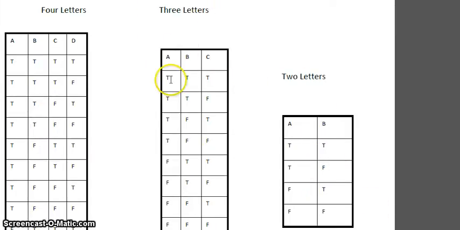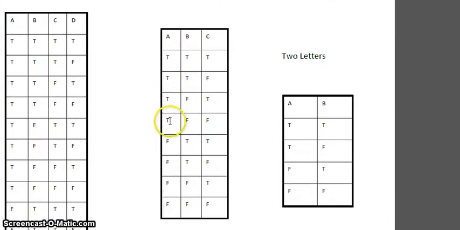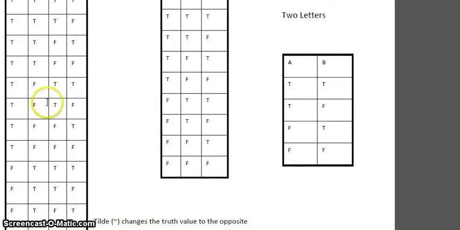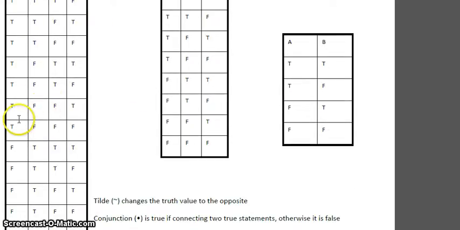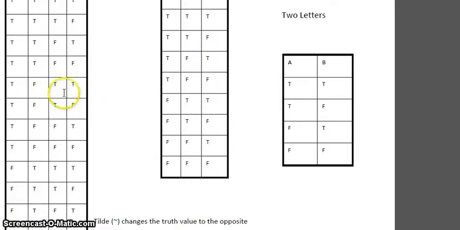If you have three letters, A is always four trues and then four falses. B would be two true, two false, two true, two false, and C is true, false, true, false, true, false. And then if you have four letters, obviously, you have 8 trues, 8 false. Then 4 trues, 4 false, 4 trues, 4 false. Then 2 trues, 2 false, 2 trues, 2 false, and then every other true and false.